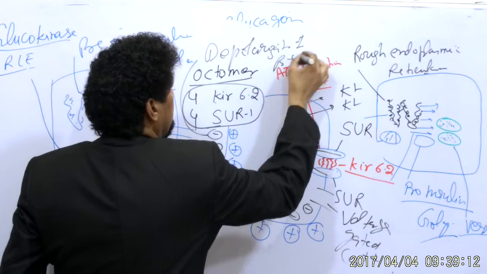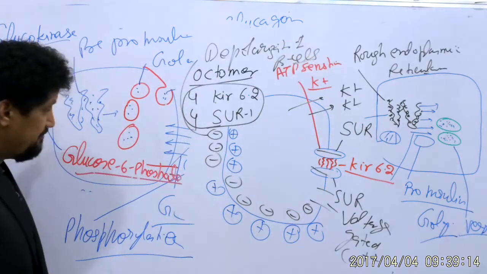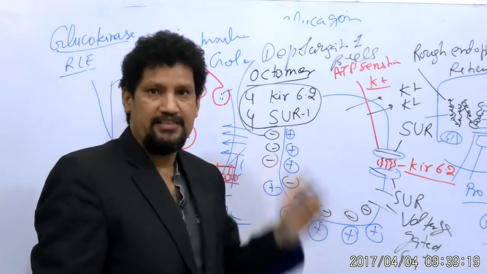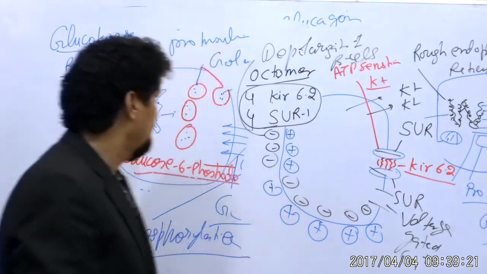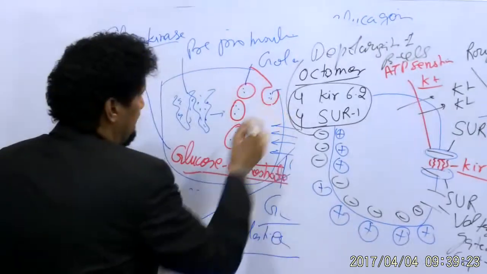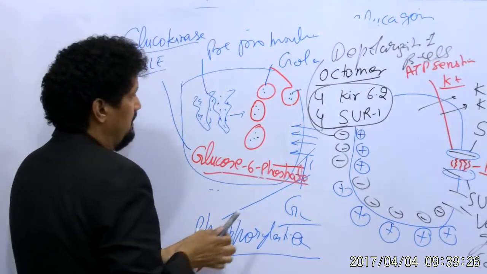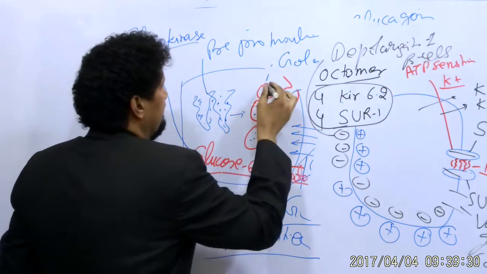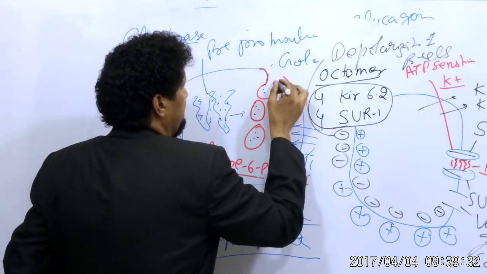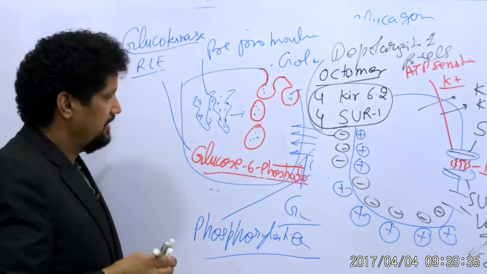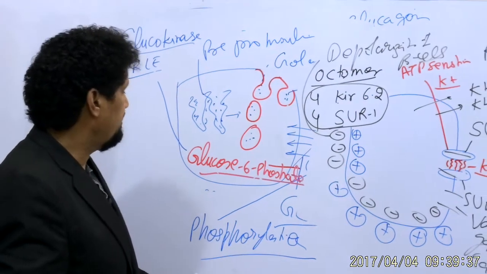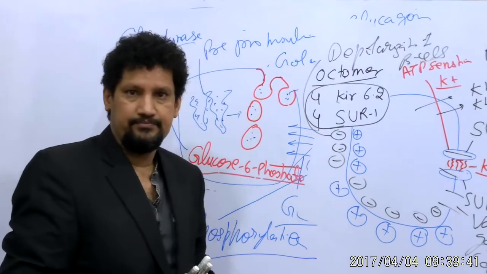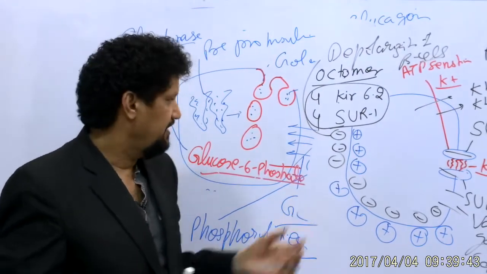This entry of the calcium and the blockage of the potassium efflux will lead to fusion of the membrane of the vesicle to the cell membrane. It will allow the fusion of the cell membrane and the vesicle membrane, and there will be degranulation and secretion of the insulin and the C peptide in the bloodstream. So, listen again, it is very simple.